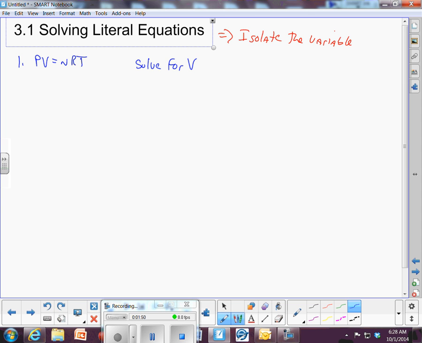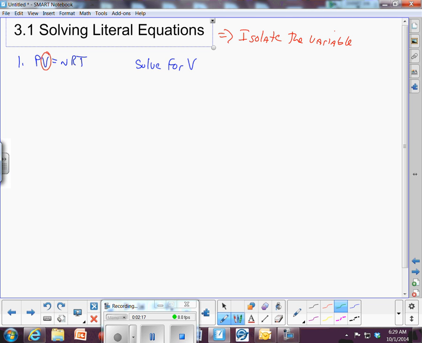Solve for V. I'm going to take my red and circle my volume, the variable we're solving for. Again, you're thinking about an equation: you've got a left side and a right side. What's on the same side as the variable? The pressure. What do I have to move? The pressure. Everything else is on the other side, and it's going to stay there. Don't need to be concerned about it.